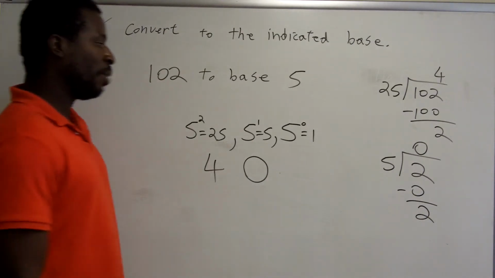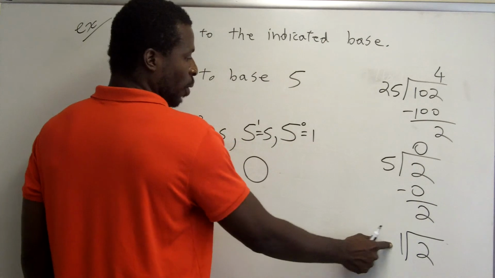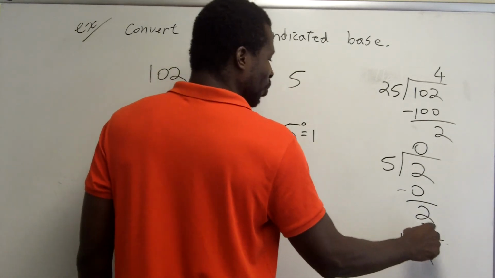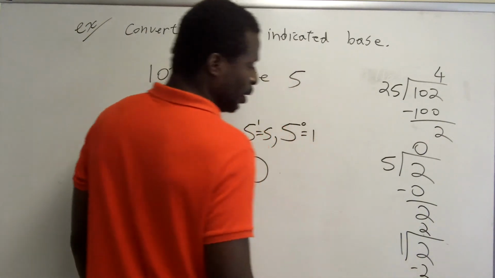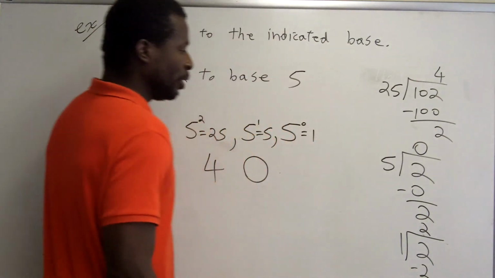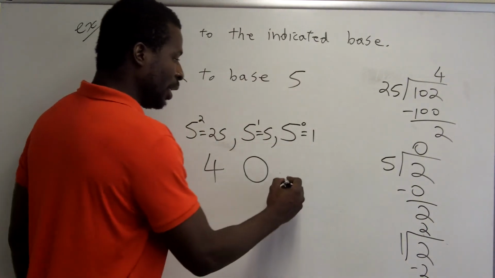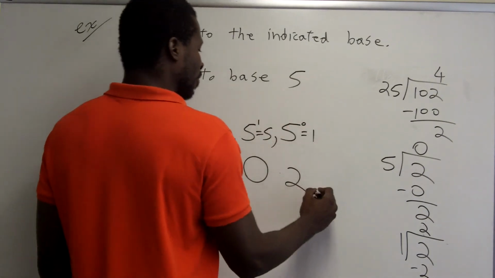So now I need to know how many groups of 1 there are in 2. Well, 1 goes into 2 not one time, but 2 times. 2 times 1 is 2, and then when we do the subtraction, we get a remainder of 0. So it turns out that the number that goes in this last place value is a 2. And this is base 5.